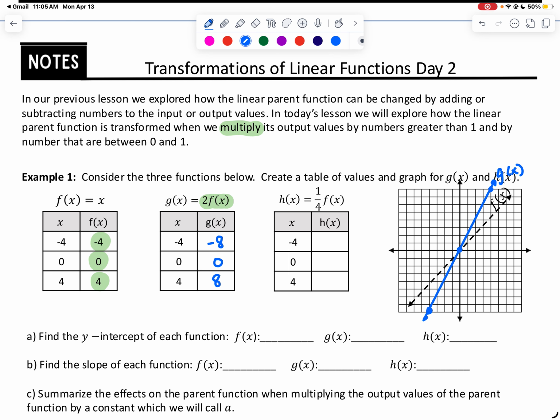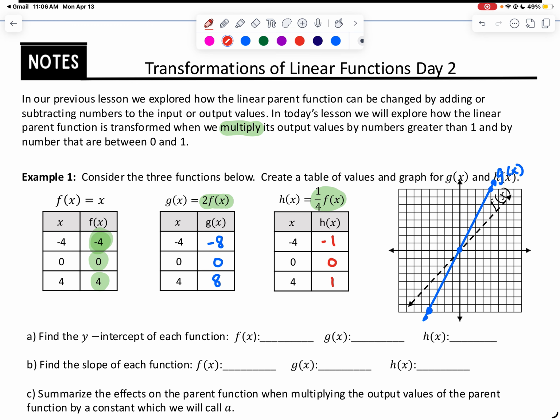Now, for h of x, they're wanting you to multiply your f of x values. This time we're multiplying by 1/4. So I'm going to change colors here. I'm going back to my original f of x value, -4, and I want to multiply that by 1/4. So that would be, let's change to red, -1. 0 times 1/4 is still 0, and 4 times 1/4 is 1.